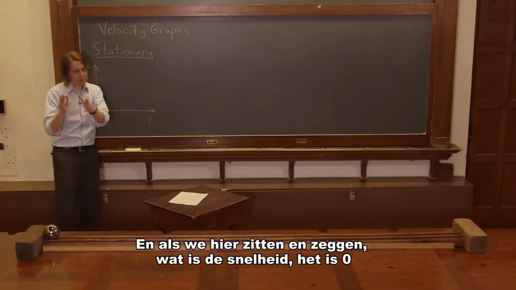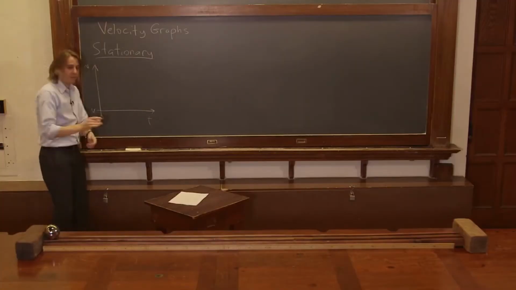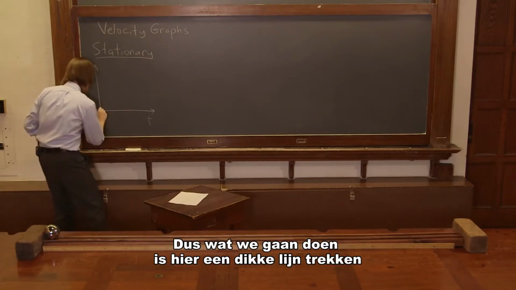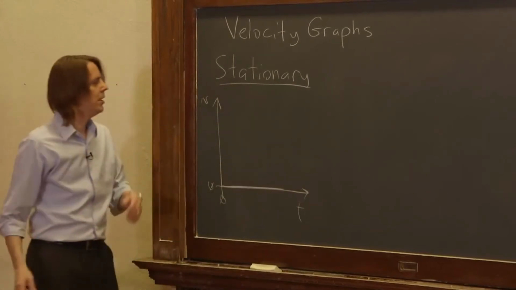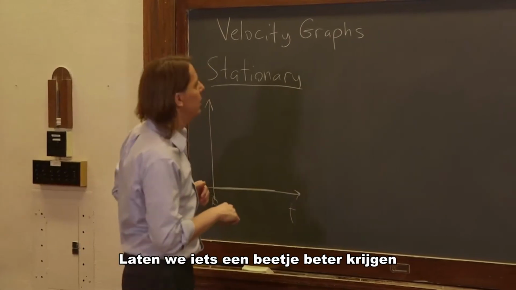And if we sit here and say, what's the velocity? It's 0. All right? And what's velocity now? 0, 0, 0. It stays 0. So all we're going to do is draw a fat line here so you can actually see it like that. Okay. Pretty boring velocity time graph. Let's get something a little bit better.